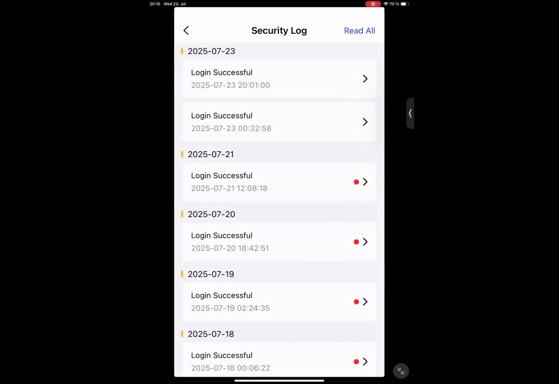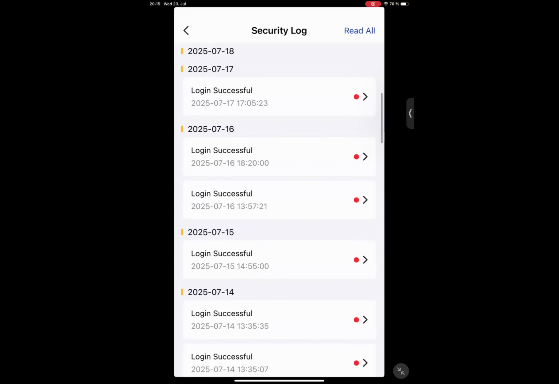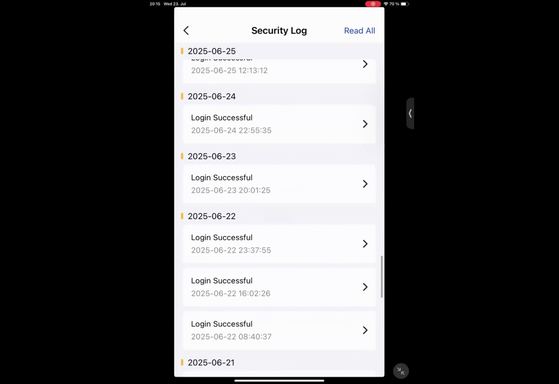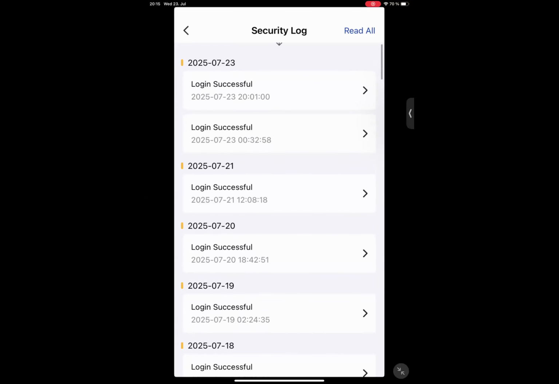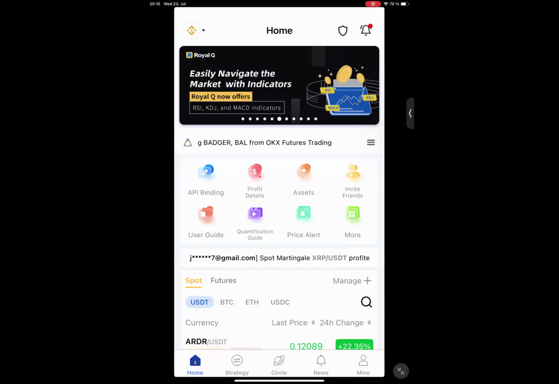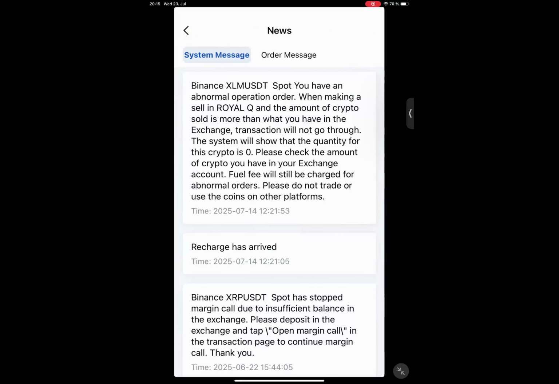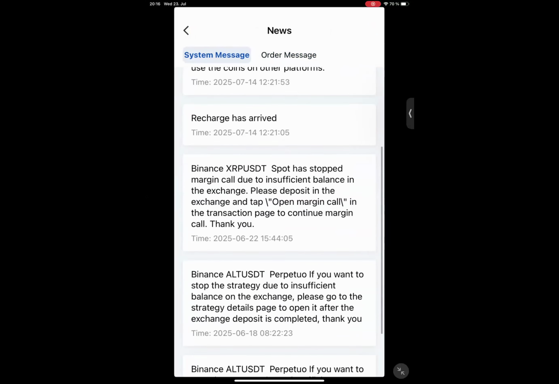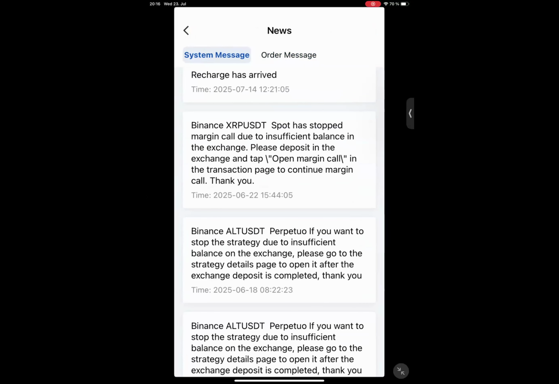Now, anytime you make an external withdrawal, meaning you are withdrawing out, you also get a notification under the security log. Now, when I open it all, I know I'm the one, so I'll just simply tap on read all so that all the red dots will vanish. Now let's go out and go to the notification bell. Under the notification bell, we have system message and other message. The system message will give you messages like recharge has arrived.